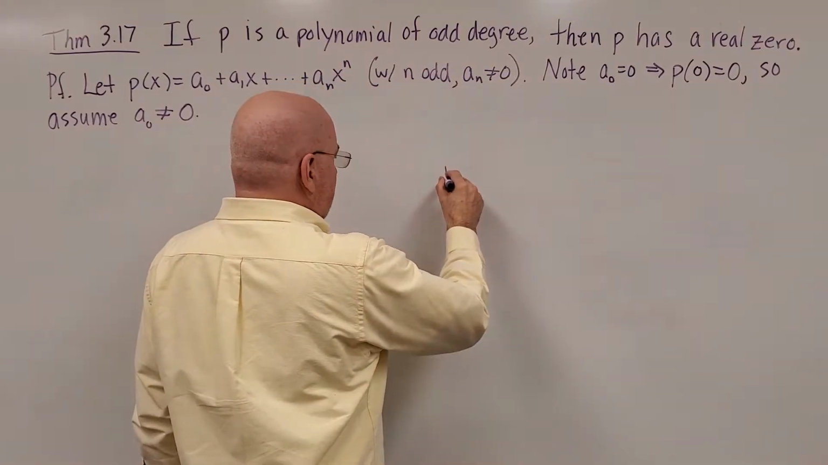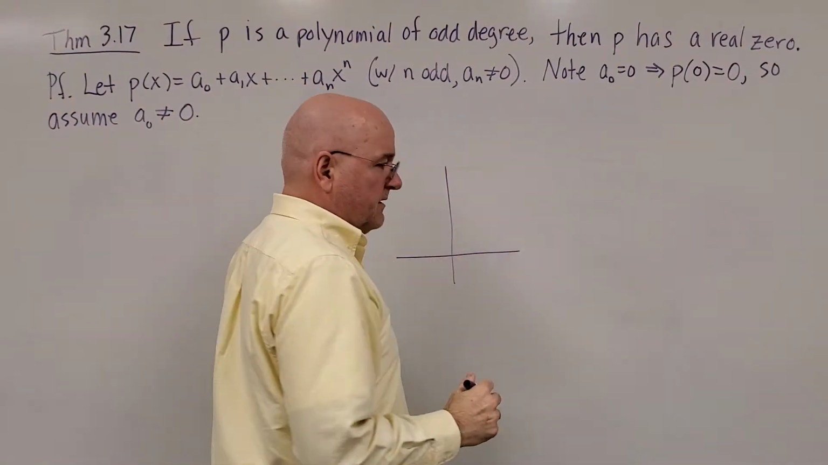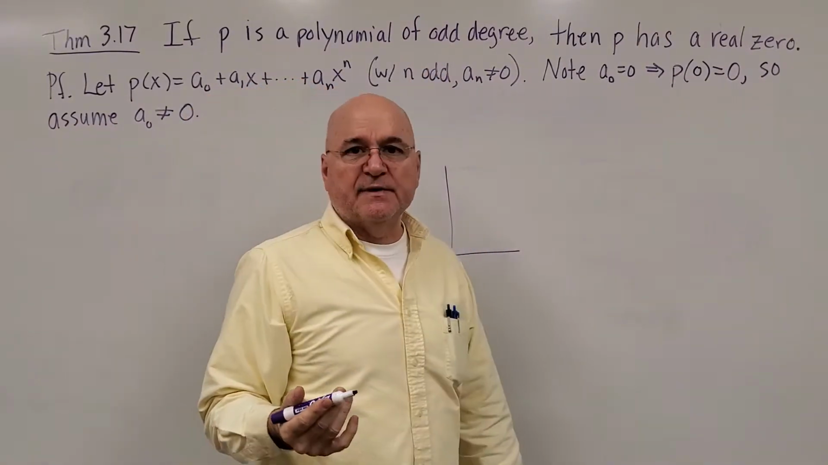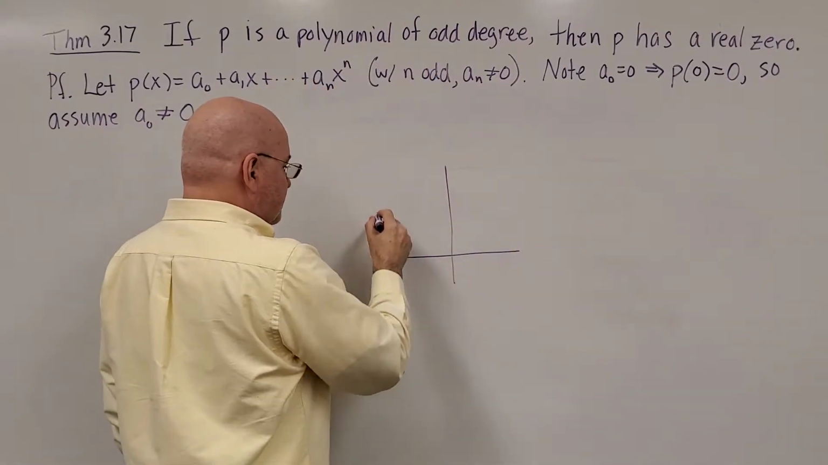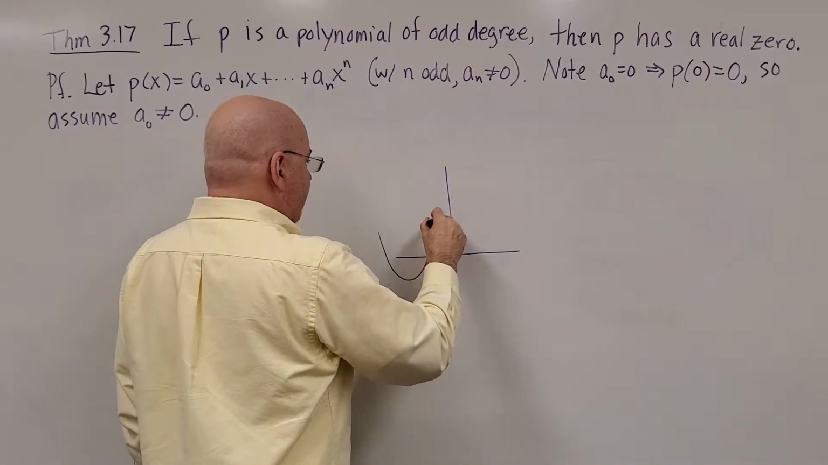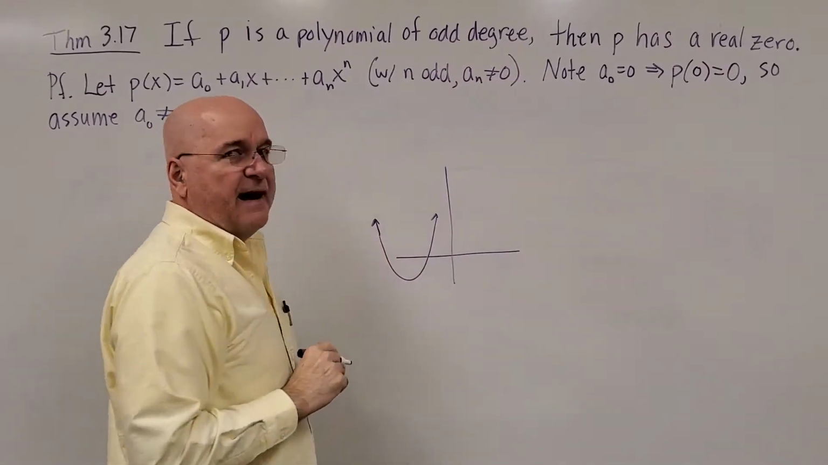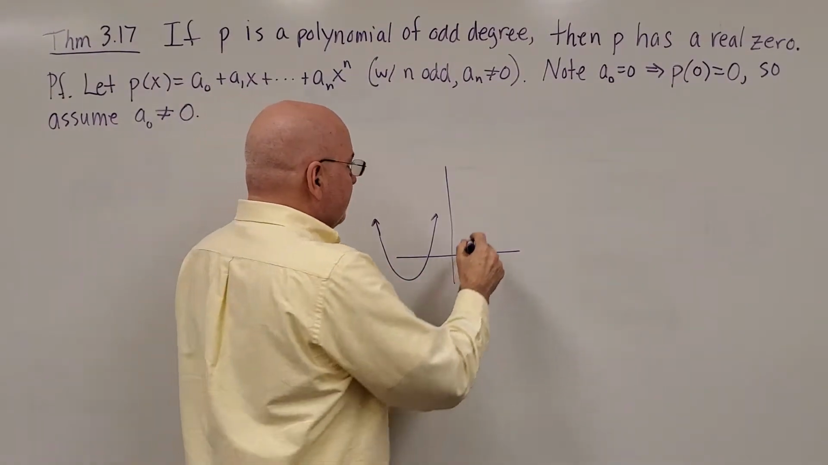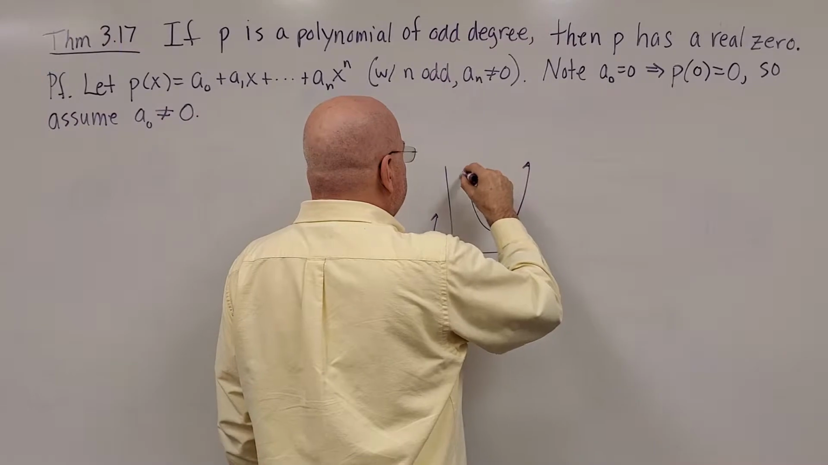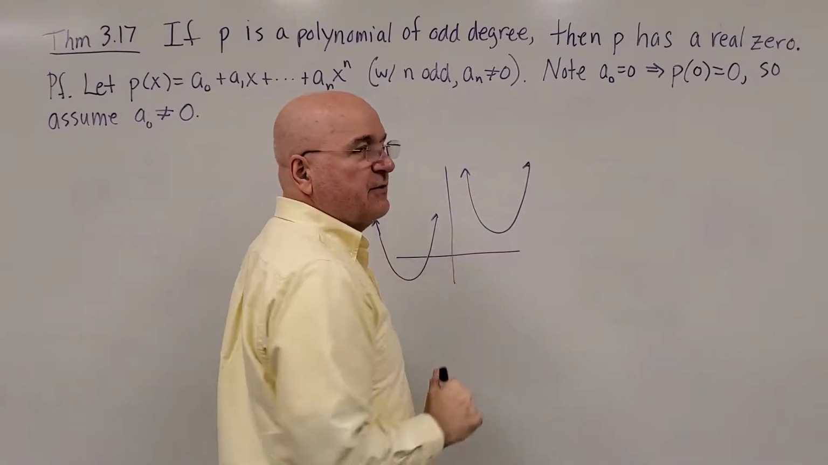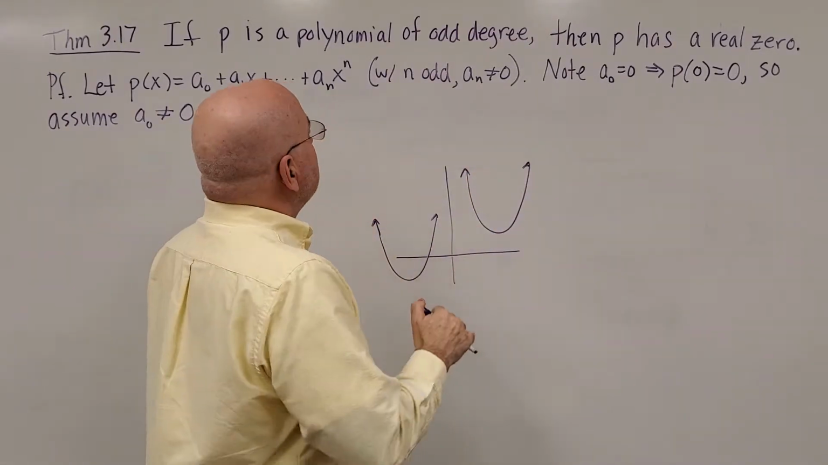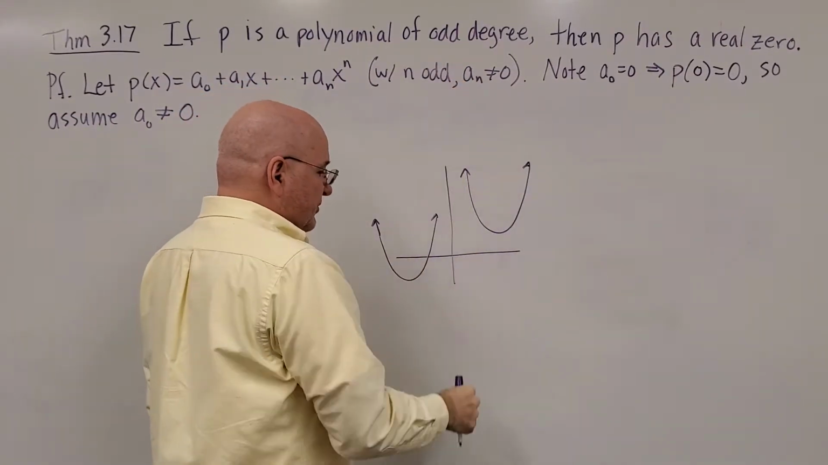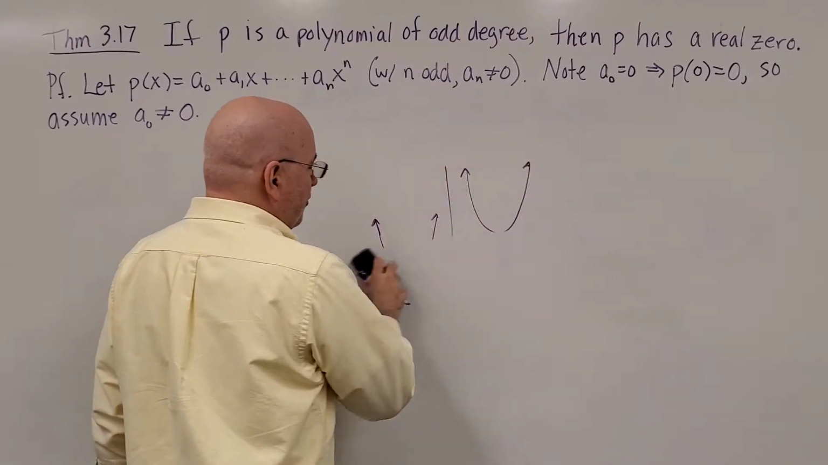Now let's just take a quick example of a counterexample. In other words, not an odd degree, but an even degree polynomial. Maybe x squared, whose graph looks like a parabola. Well, this has a real zero, but if the parabola opens upward and is above the x-axis, it has no zeros whatsoever. But this theorem is saying that a polynomial of odd degree is absolutely going to pass through the x-axis at some point.